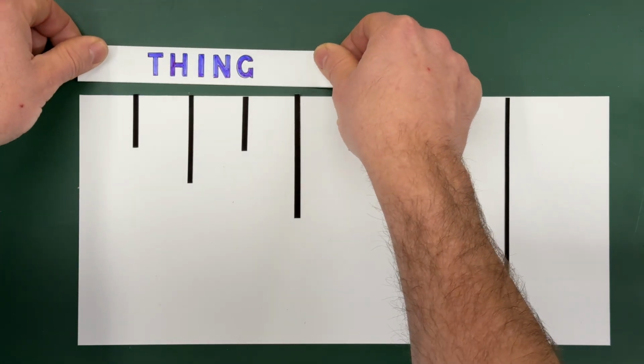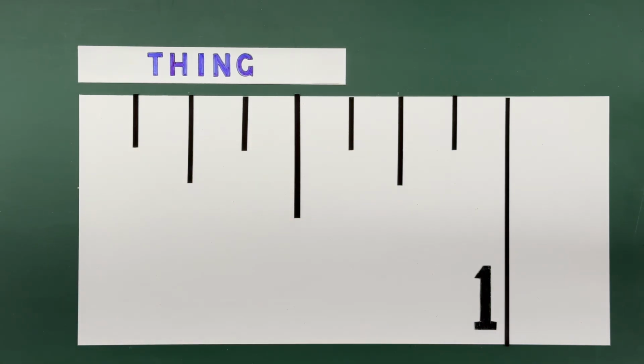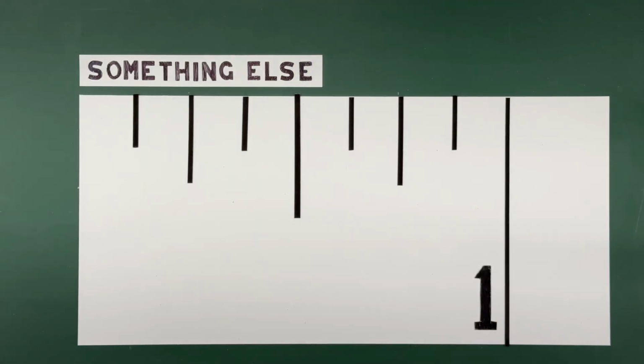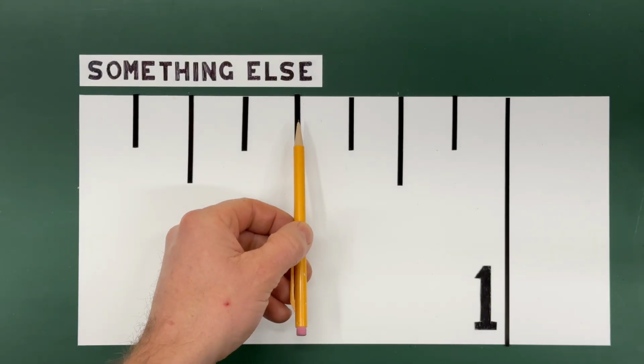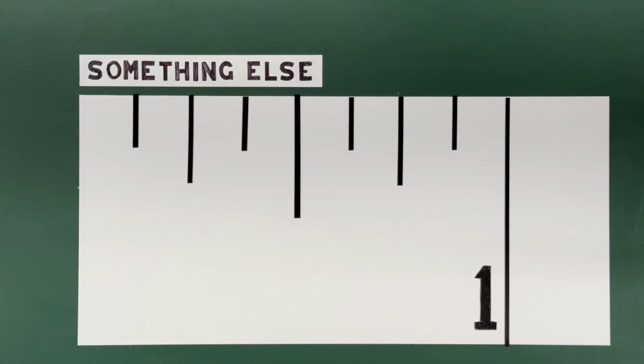Now when we try to measure this thing again, we see that it lines up with the 5/8 of an inch mark, and we can say with more certainty that this thing is 5/8 of an inch long. But if we try to measure something else, we see that it falls between two of our graduation marks. We could estimate if tolerances allow, but we can only say with certainty that this is between 1/2 and 5/8 of an inch. When we need precision, we need to use a tool that has the inch divided further.